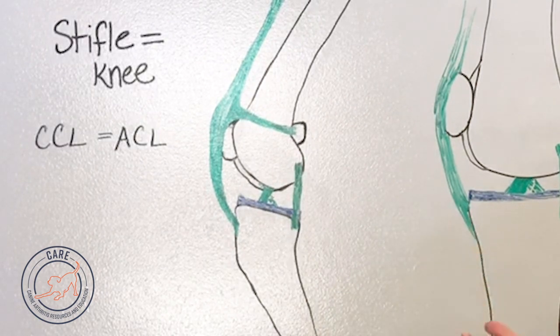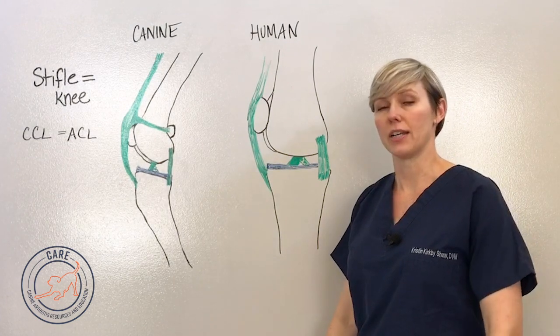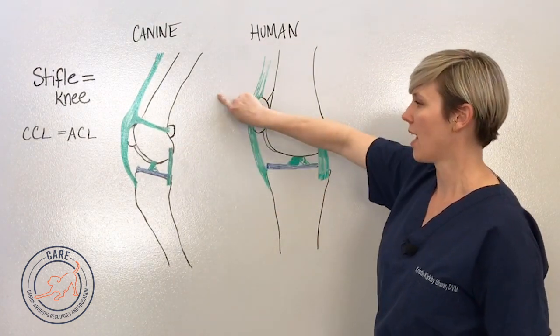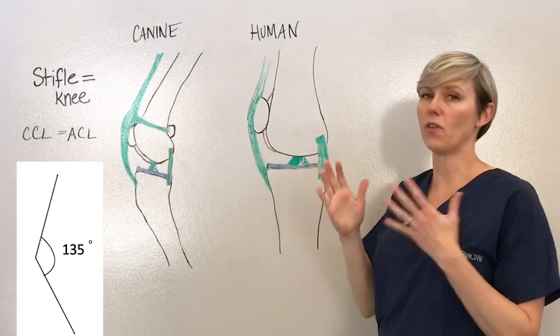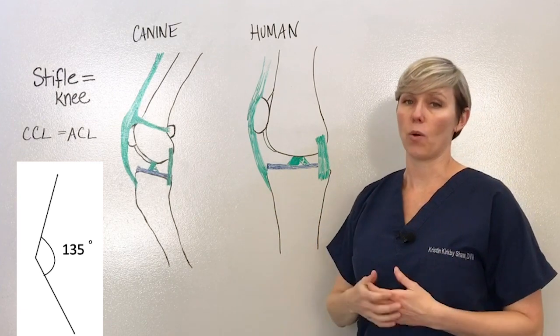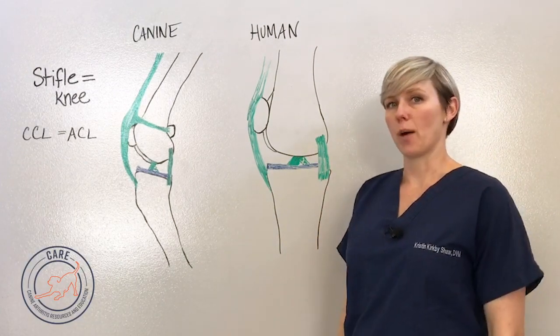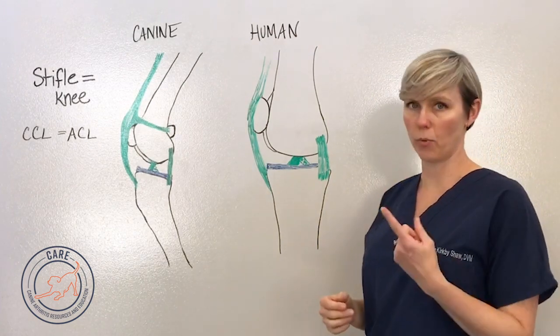Now we know that dogs stand on four legs, but when you look at your dog, their knee joint, or their stifle, is angulated right here where that bend is. On average, that angulation is about 135 degrees, but that's very variable depending on what breed of dog you have. Humans, we stand straight up, so we basically have no angulation of our knee. So that's one important point.